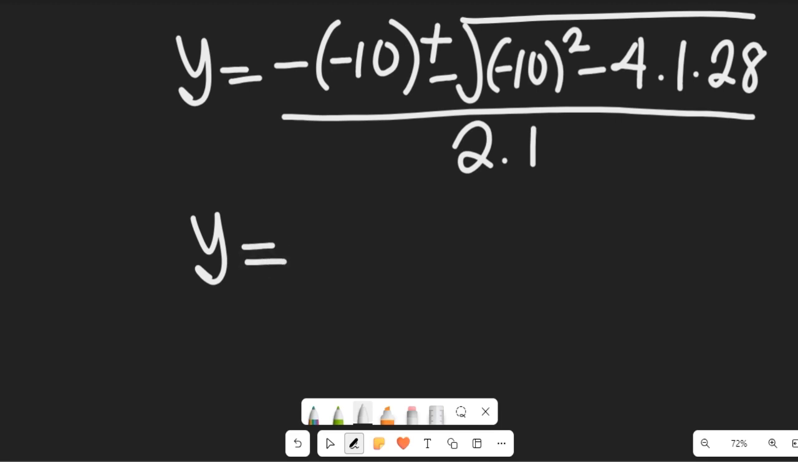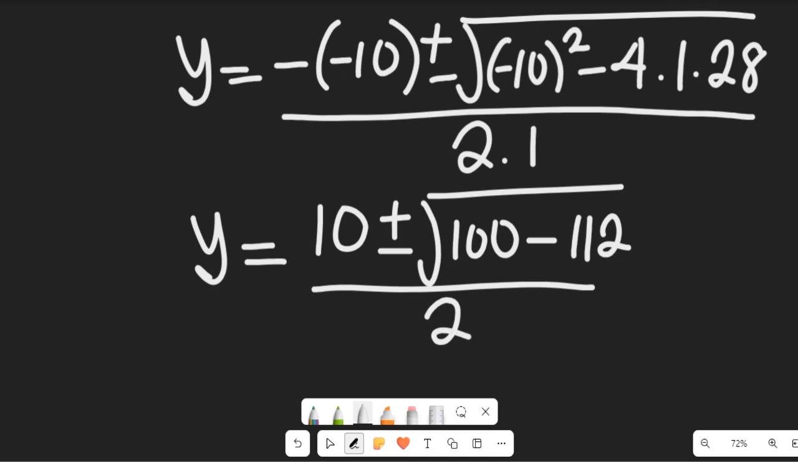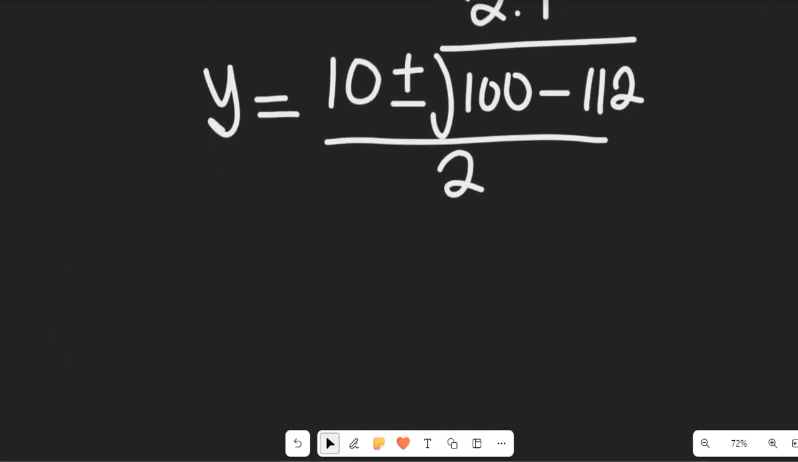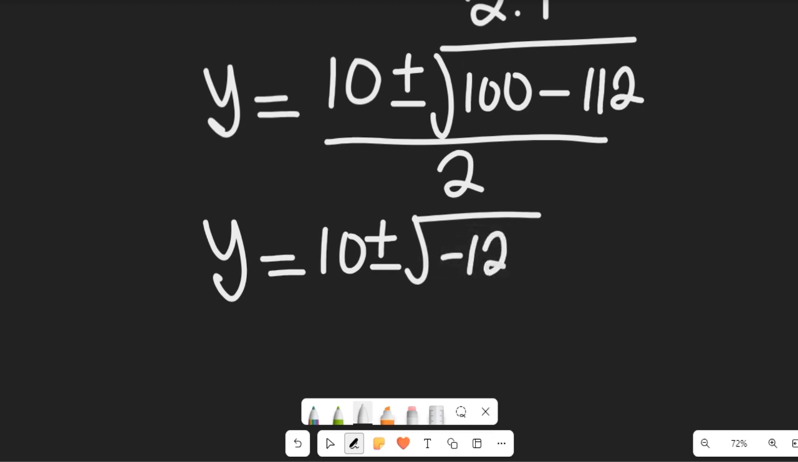y will be equal to, minus times minus is plus, 10 plus or minus the square root of negative 10 squared, which gives us 100, minus 4 times 28, which gives us 112, and this will be divided by 2. So the value of y will simplify: y will be equal to 10 plus or minus the square root of negative 12, divided by 2.